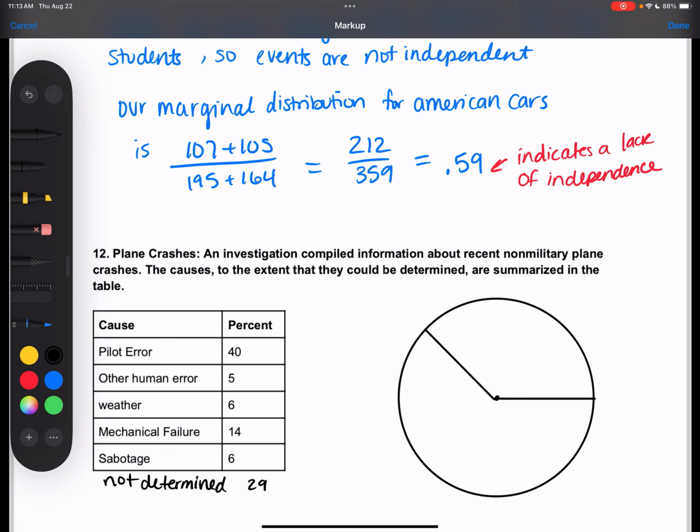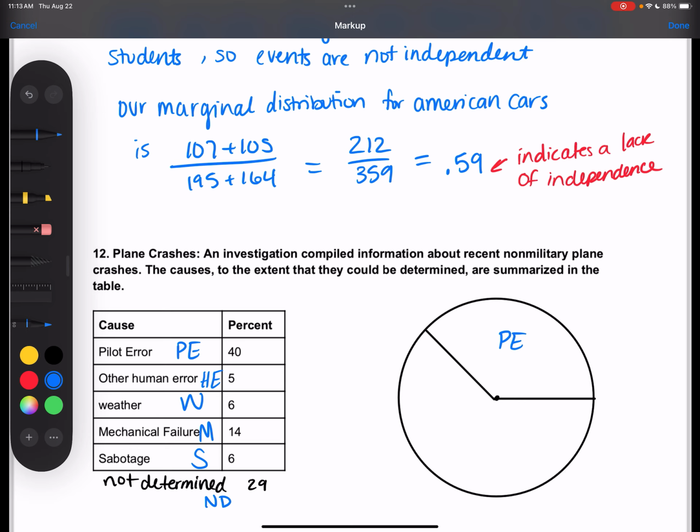I think I'm going to just label these. I'm going to write over here on the table how I'm labeling them. That way, I've just put my little abbreviations for what each thing is going to be. So pilot error was 40%.